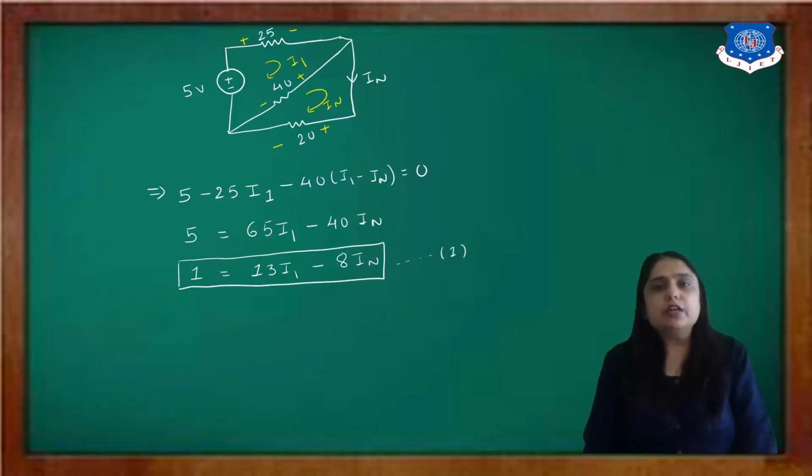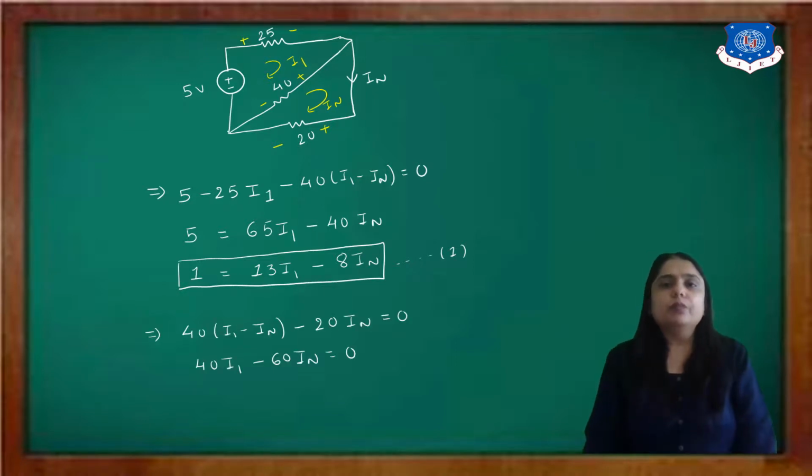Now the second equation I will get from this IN loop. So what is that? 40, and here it is what? I1 is entering from the positive terminal, IN is entering from the negative terminal. So I1 minus IN minus 20IN equals 0. So when I solve this, I will get 40I1 minus 60IN equals 0.